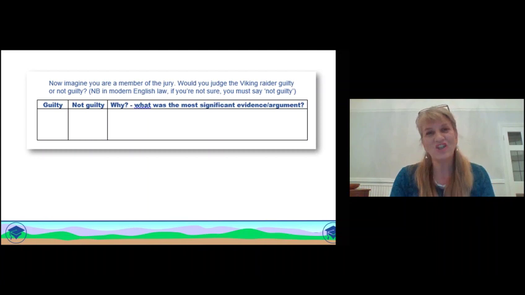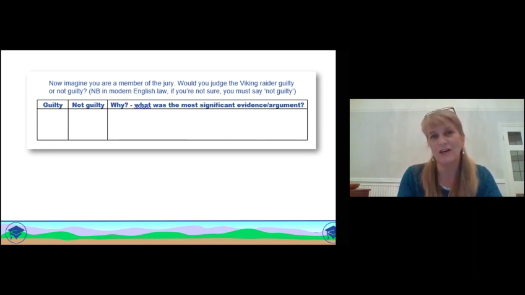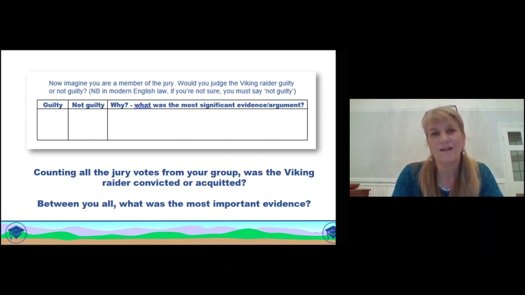When you've done that, imagine that you're all members of a jury. You have one vote. Are you going to vote that Viking raider guilty or not guilty based on the evidence and the arguments that you've heard presented? Remember, modern English law, if you're not sure, you must say not guilty. So, counting all the jury votes from your group, was that Viking raider convicted or acquitted? And overall, amongst all of you, what was the most important evidence?